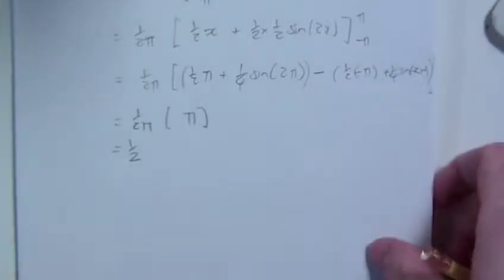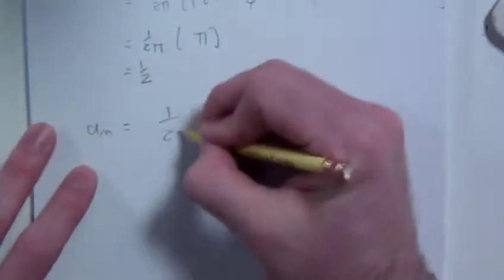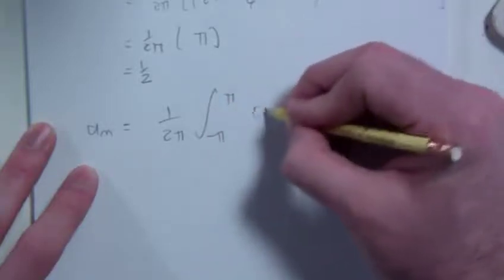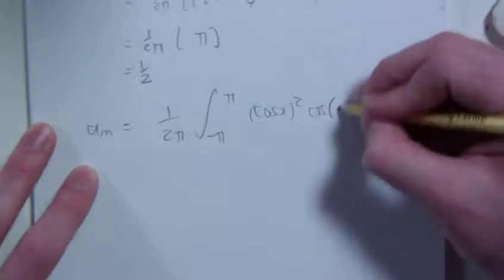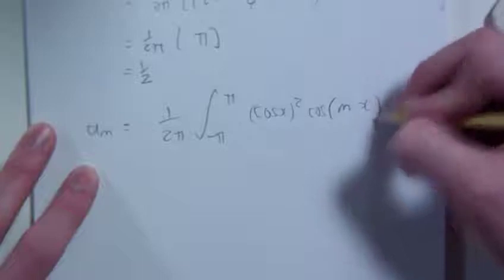And if I wanted AM, so it would be M pi x on L, but L is pi.